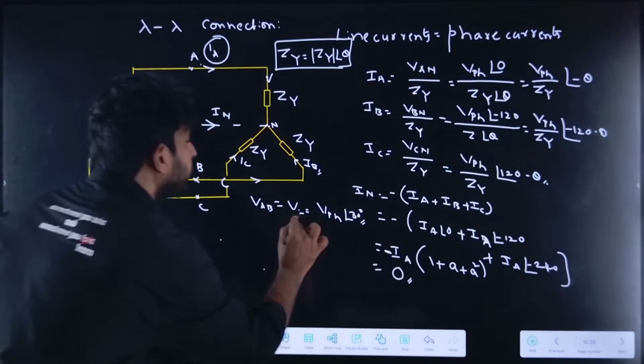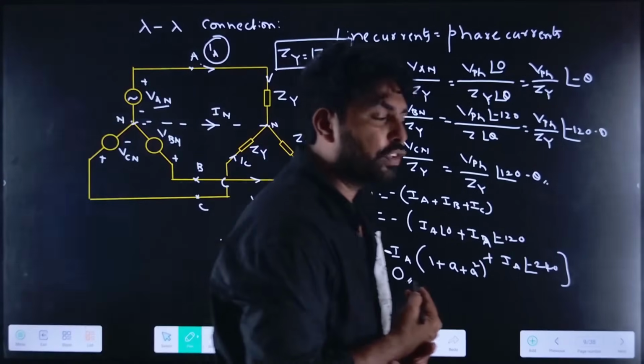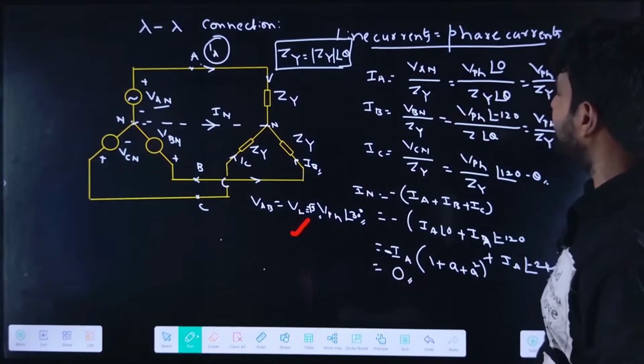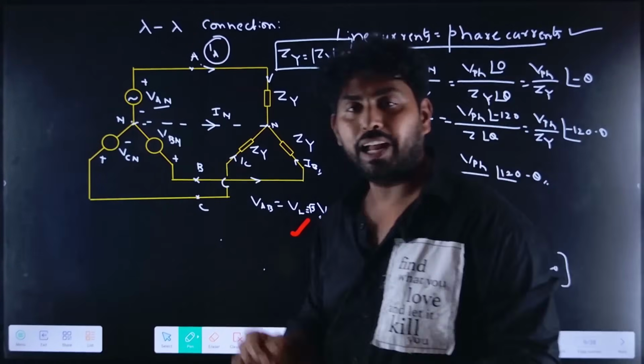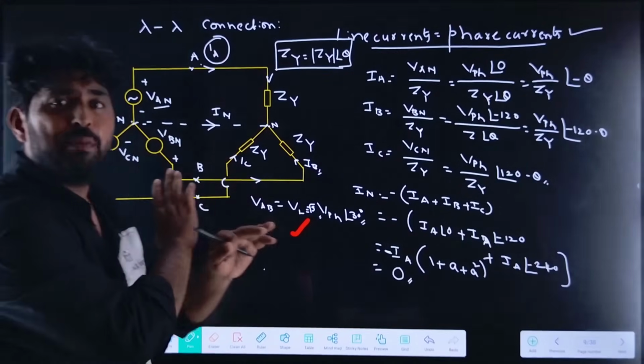So the line voltage is root 3 times the phase voltage at an angle of 30 degrees. Line currents are equal to phase currents. We can find it like this. But now the condition is, let us assume that it is an unbalanced load.